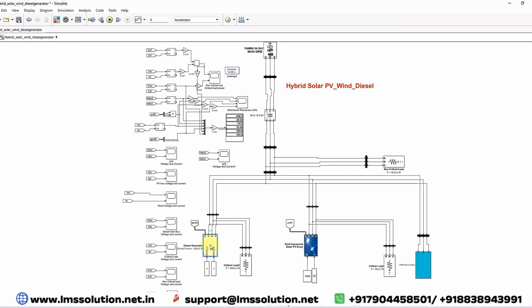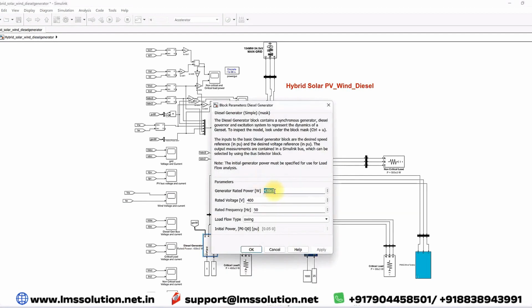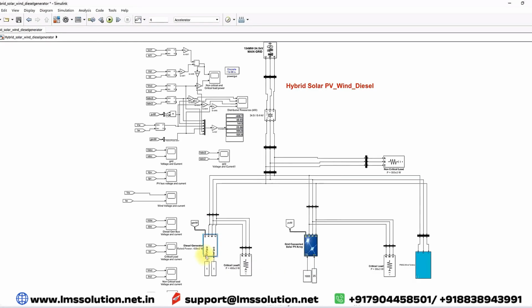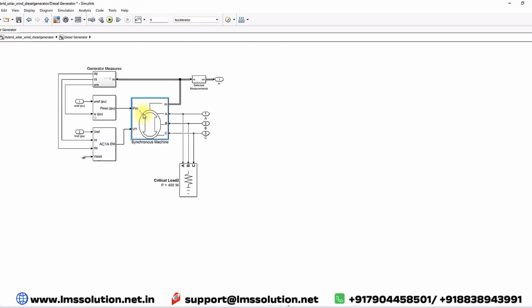Next, here you can see the diesel generator. The diesel generator is rated at 430 kilowatts. The rated voltage is 400 and the rated frequency is 50 hertz. When you click inside, you can see the synchronous machine having the diesel engine governor and the excitation system. The engine governor is used to control the prime mover, the mechanical input of the synchronous machine, and the excitation system is used to control the field of the synchronous machine to maintain the terminal voltage constant.